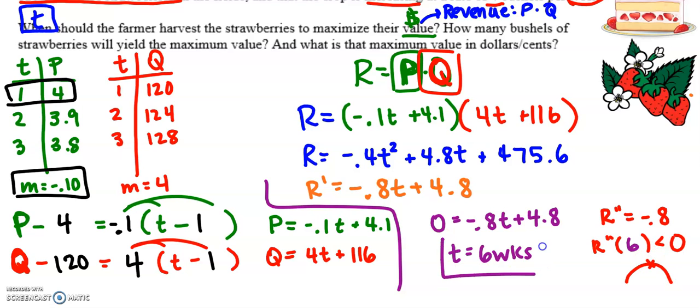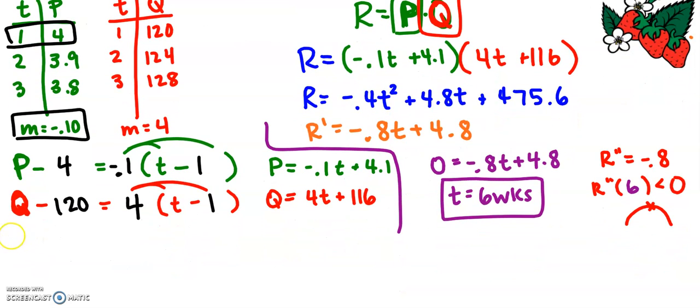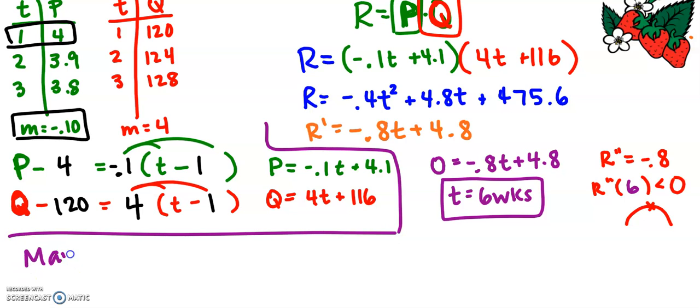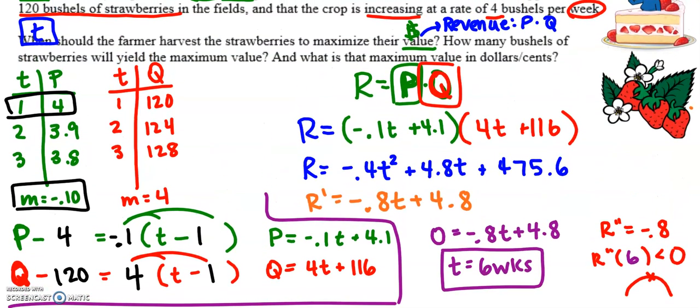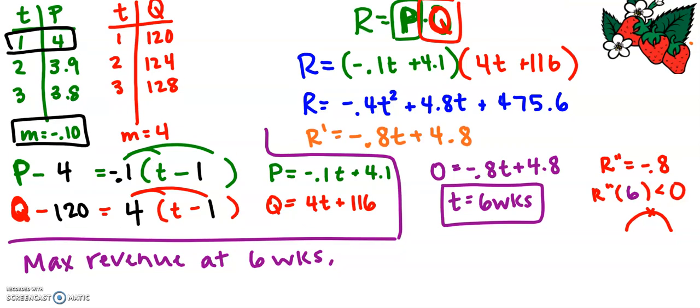So when should we harvest our strawberries? Well, we will maximize our revenue. So we will have a max revenue at 6 weeks. So that's the when, right? That's the first question that was being asked.